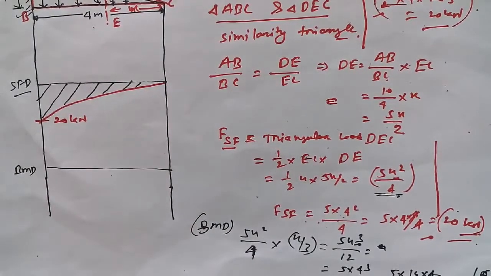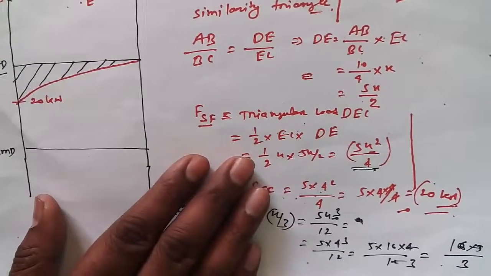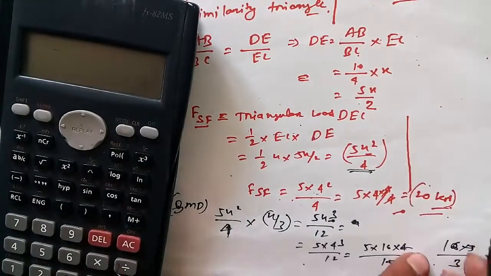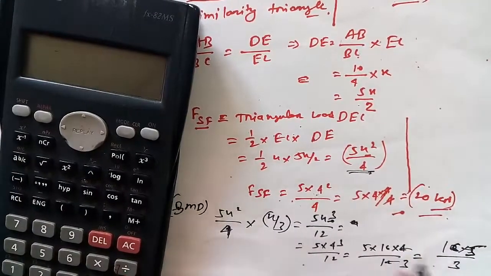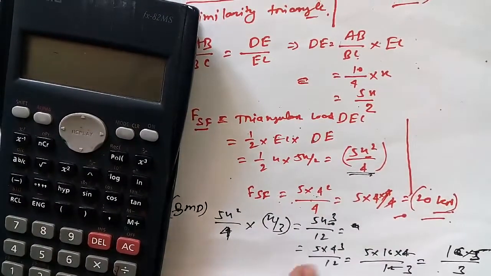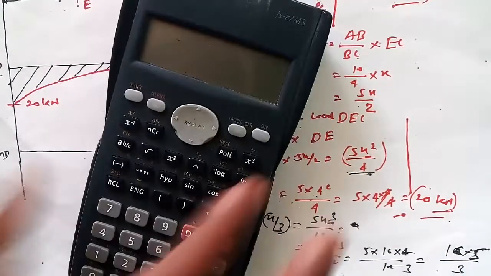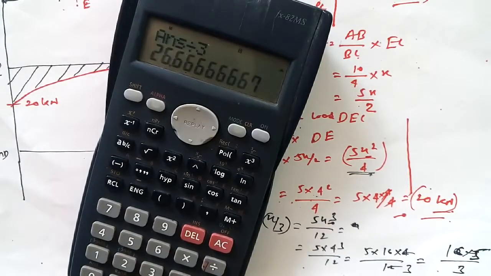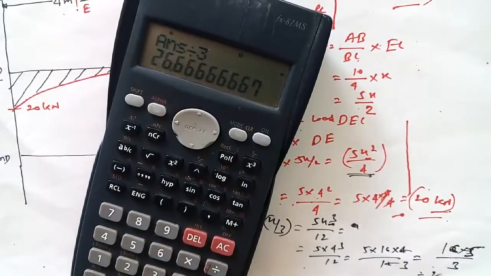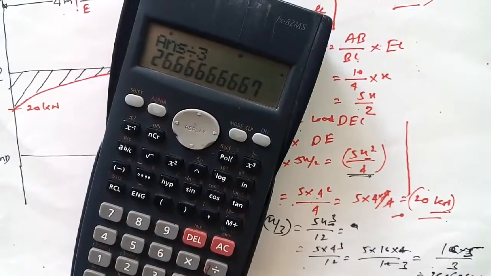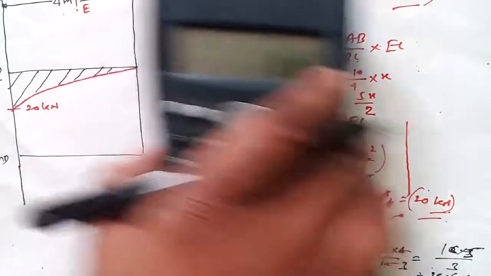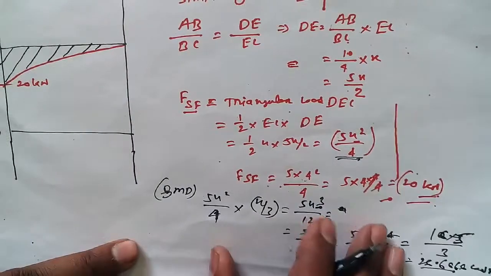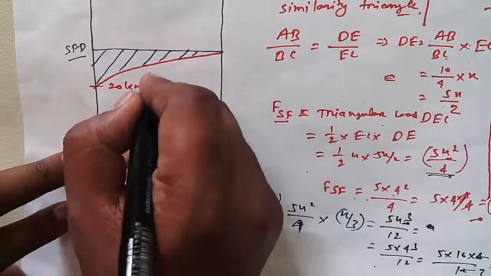So I have to use the calculator. Okay, let me show you the calculation. I hope you can see it right now. This is 16, this is 5 by 3. Sorry for that, I just have to make you understand this. 16 into 5 upon 3. 16 into 5 is 80, divided by 3, that is 26.6666 kilonewton meter. This is the total bending moment. Okay, 26.66. Now this is parabolic.